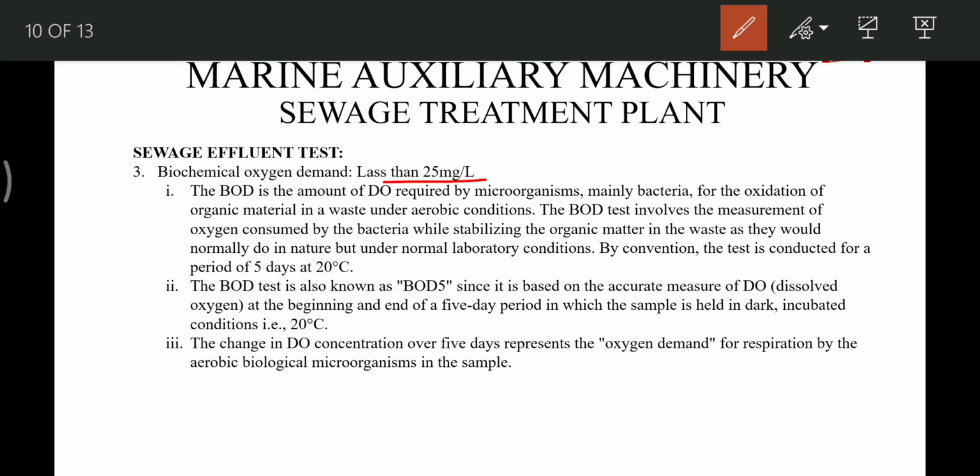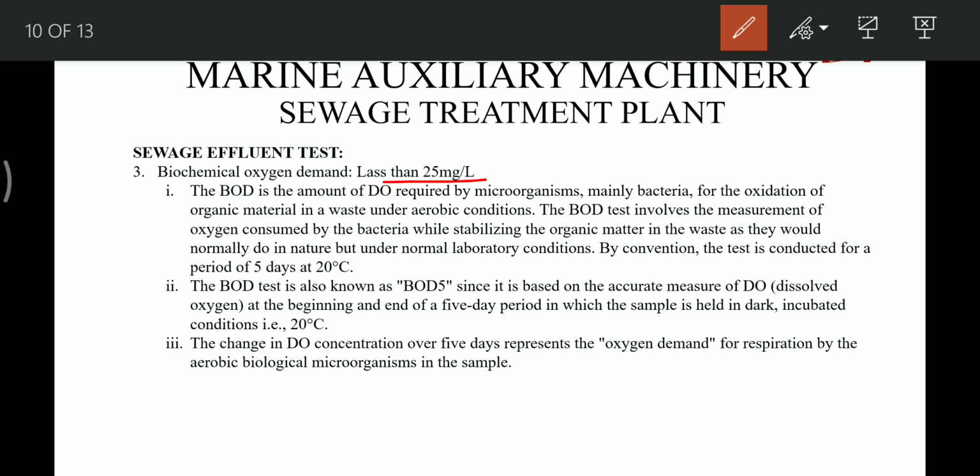By convention, the test is to be conducted for a period of 5 days at 20 degrees Celsius. So basically this biochemical oxygen demand tells us about the dissolved oxygen consumed by the organic material.